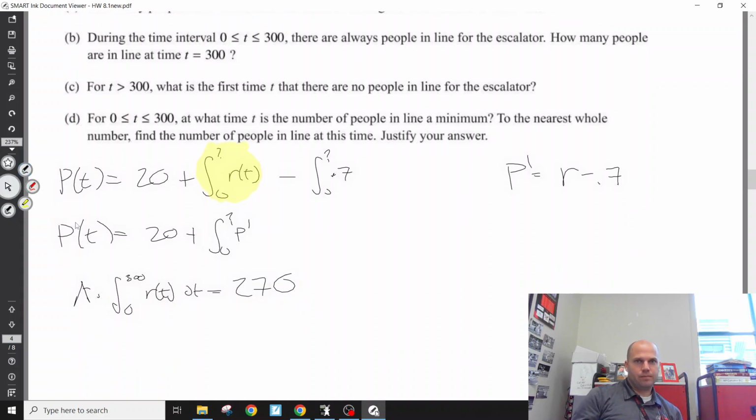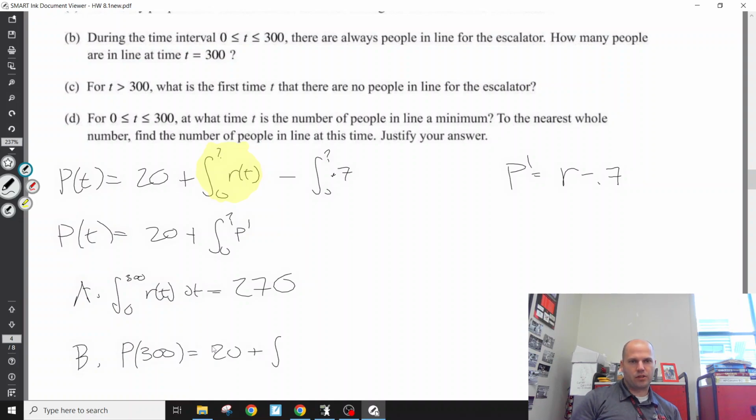From 0 to 300, there's always people in line. How many people are in line at 300? Okay, we need everything. Let's do both. Part B. You need to show your work, though.